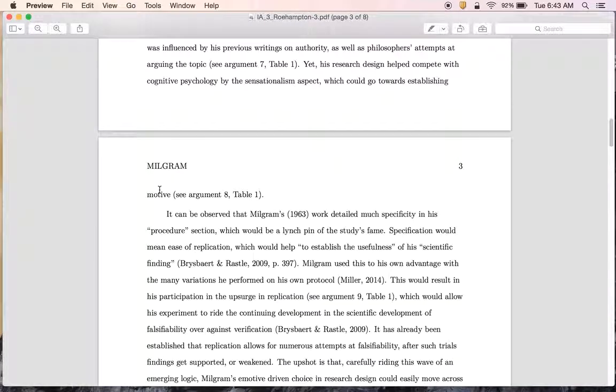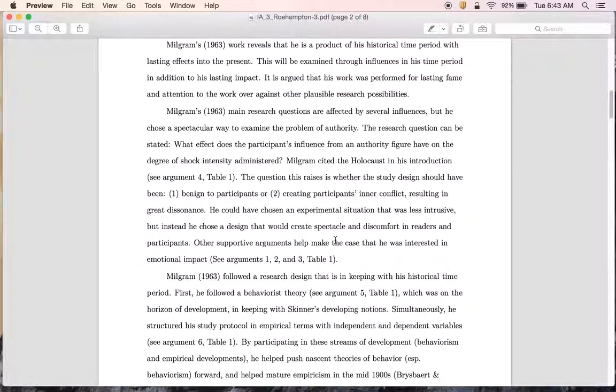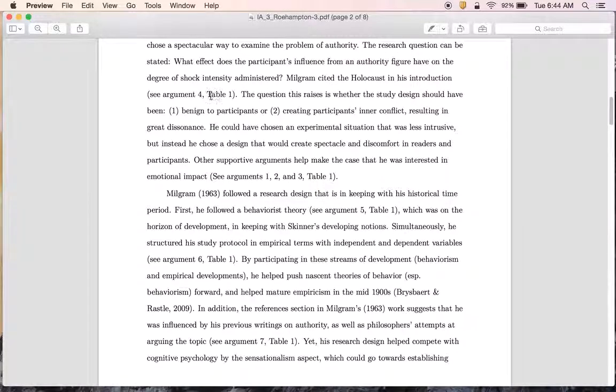Okay, let's go back to the first paragraph that I've written, the first paragraph here in the argument. So, right here, what I've already done is I've established my first point. I've done it through very basic reasoning, okay? I give the research questions, but then I talk about how he cited the Holocaust in his introduction. That's argument 4. That's the last argument we looked at, right? And that was the modus ponens, or ponens. I'm not really good with Latin, so it could be one of those two pronunciations. Argument 4 in Table 1, right?